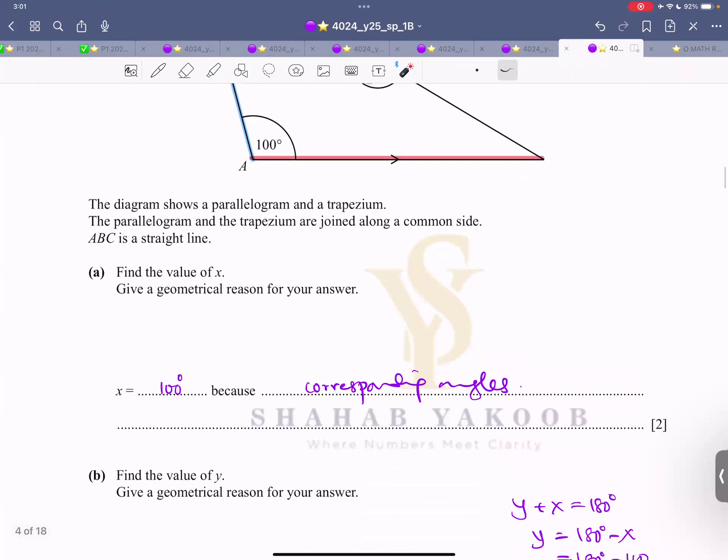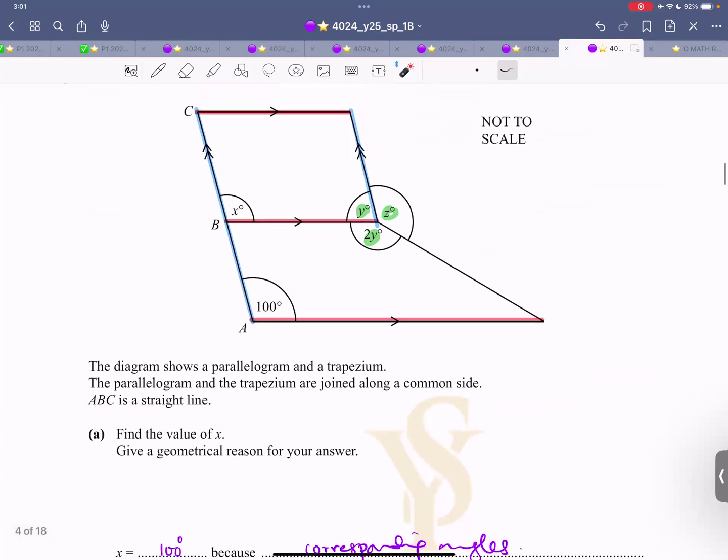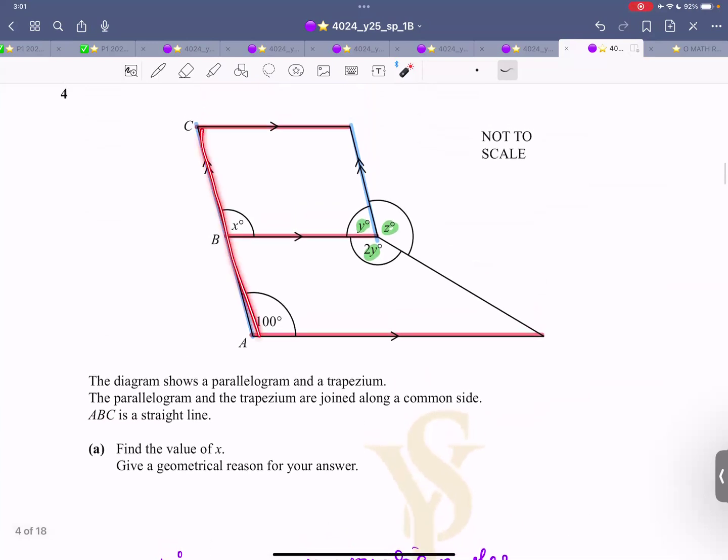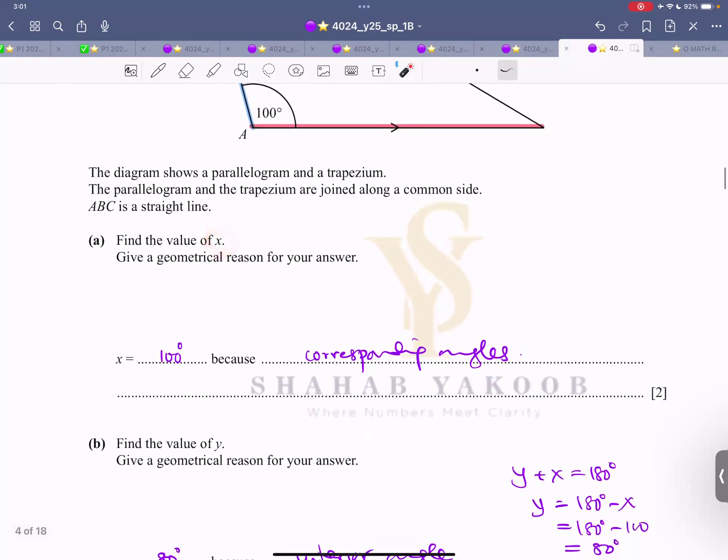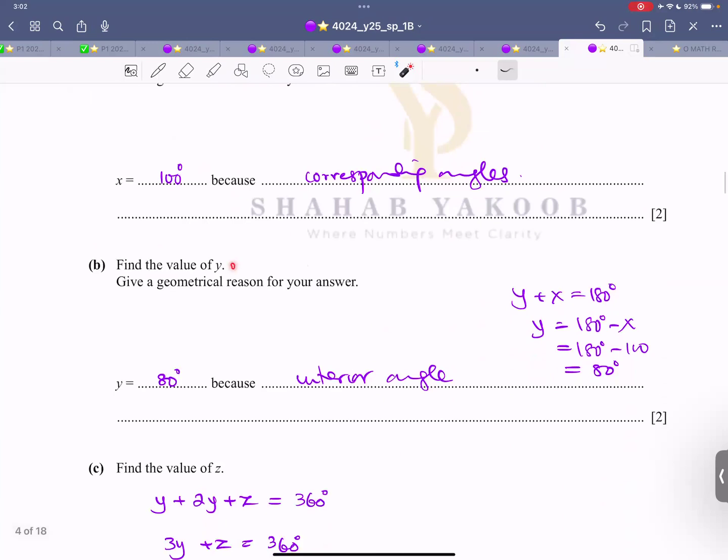Now, after I have seen the diagram thoroughly, let's look at this. The diagram shows a parallelogram and a trapezium. The parallelogram and trapezium are joined along a common side. ABC is a straight line, that is this thing. Find the value of x. Give a geometrical reason for your answer. X is 100 because corresponding angles. Find the value of y. Y is 80 because of interior angles.